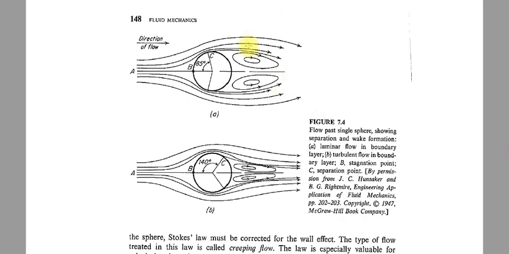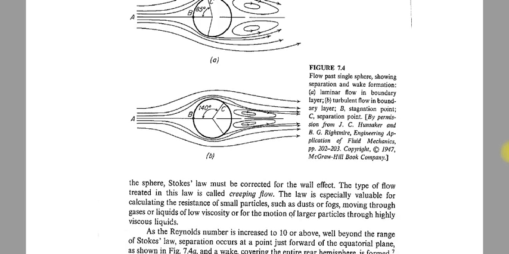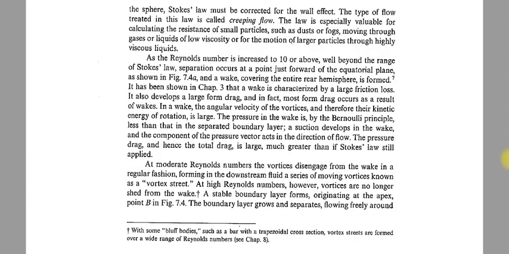Why? Because the separation point will move towards the end of the body, and that's why the size of the vortex created at the back part of the body will reduce. And if the vortex starts to move at moderate Reynolds number, then it is called the vortex street. And in the Stokes law region, the flow is called creeping flow.